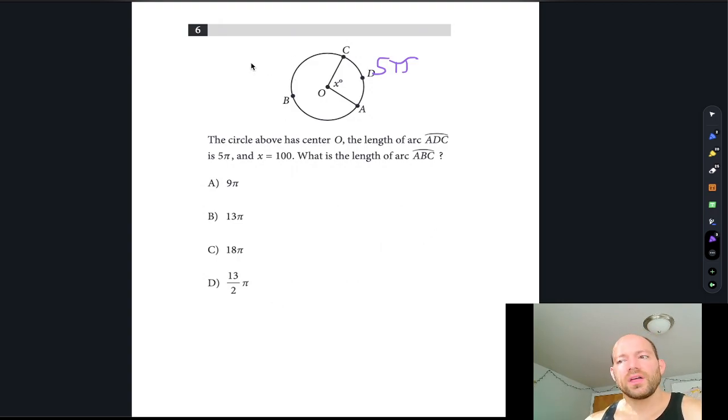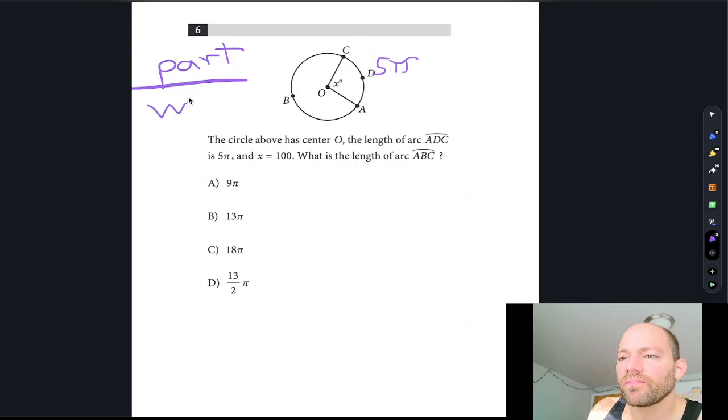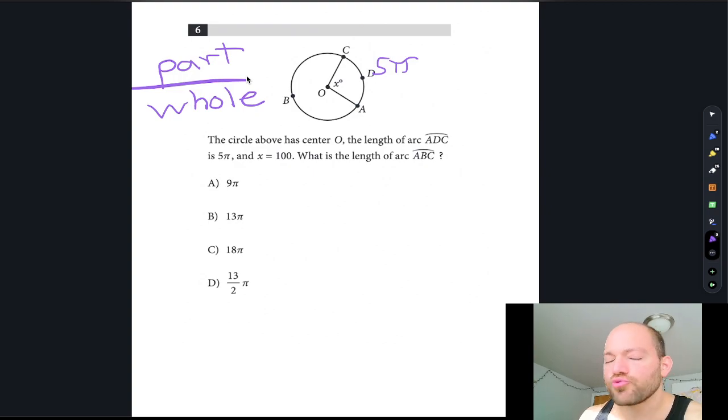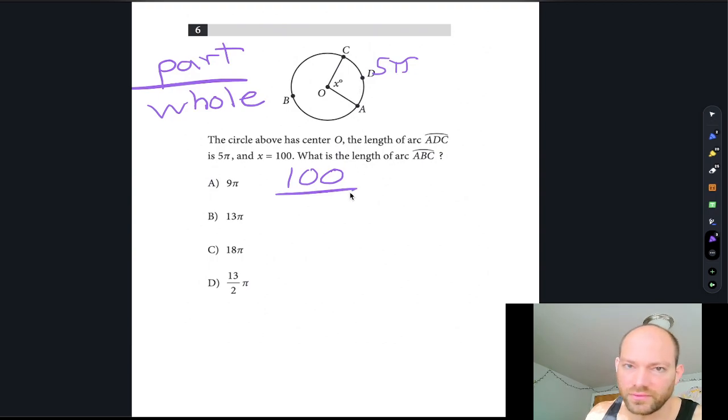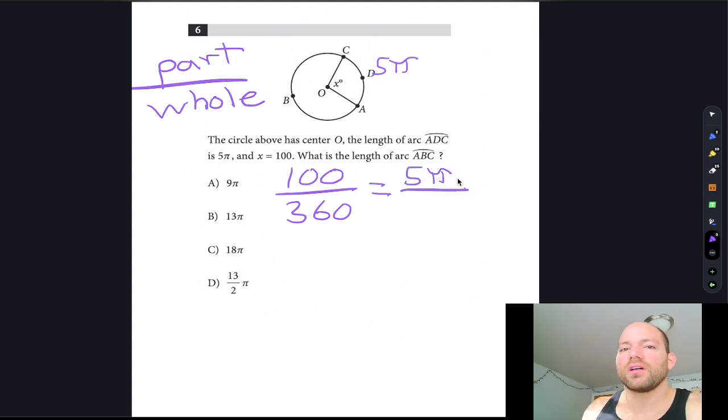Okay, there's a couple ways to do this. I'm going to do it once again in the part over whole way because I think that's just such a robust strategy for questions like this. So the arc length is 5 pi. But let's focus on the angle stuff because they give us that the central angle is 100, right? And we always know what the whole angle of the circle is, of course, right? Yeah, 360. And that's going to equal part 5 pi over the whole.